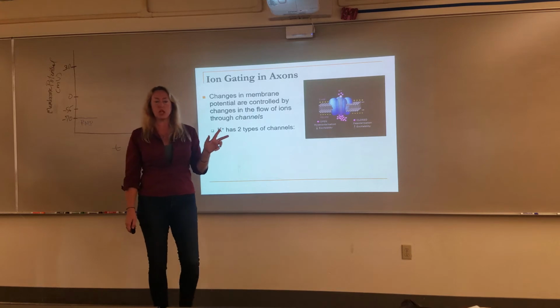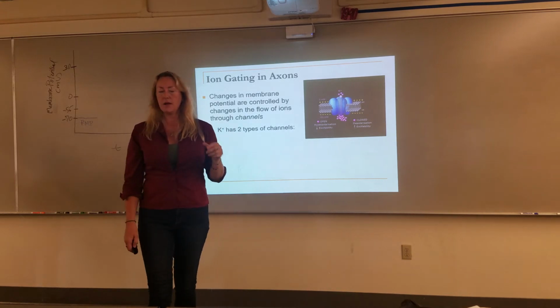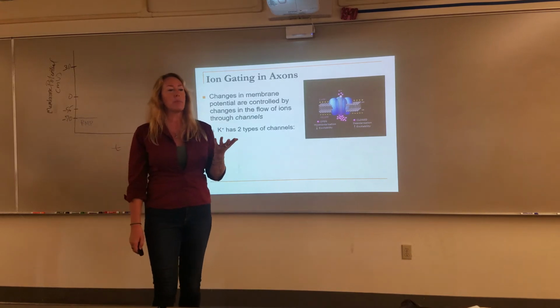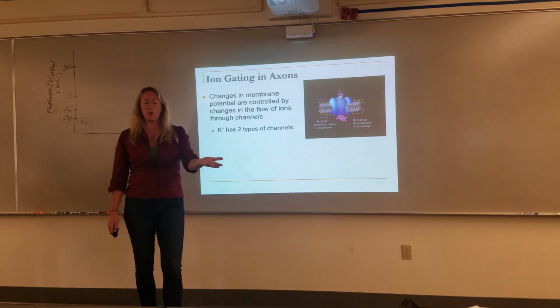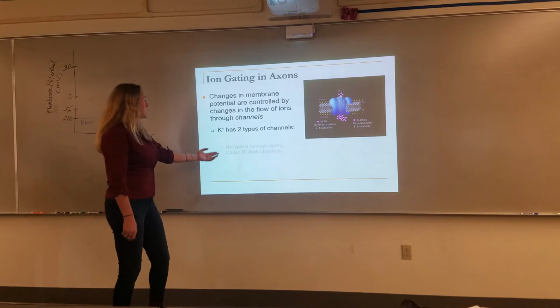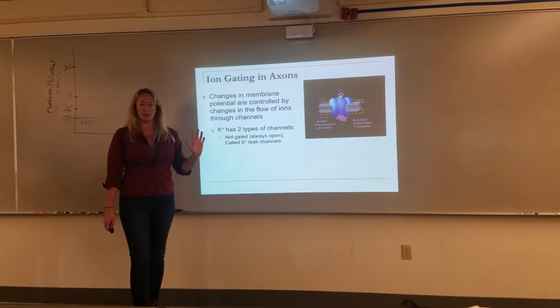Potassium has two types of channels. You have to know what those channels are, okay? One is a leak channel. That means they're there in the membrane, they're not gated. That fence is always open. So potassium can kind of leak through gradually, okay? Not gated, always open, they're called potassium leak channels.